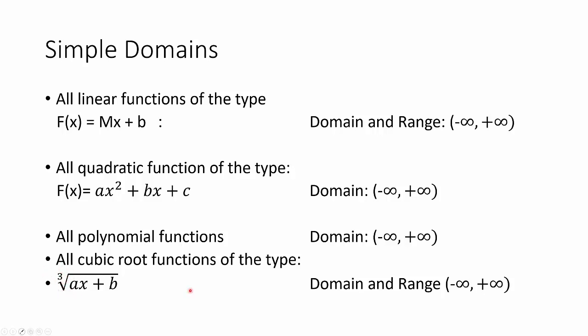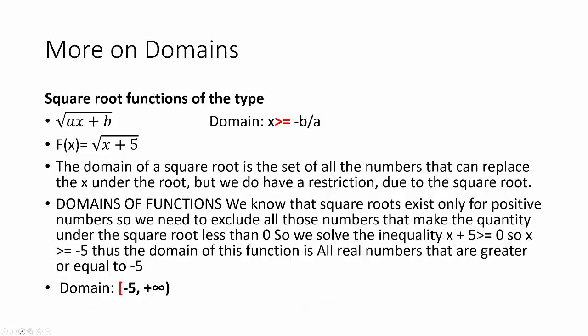Now let's focus on how we exclude some points when we calculate different functions. One case are the square root functions. Anything that is under the square root should be positive. So the domain for square root functions are all the numbers that are greater or equal to minus b over a if under the root you have a linear function.